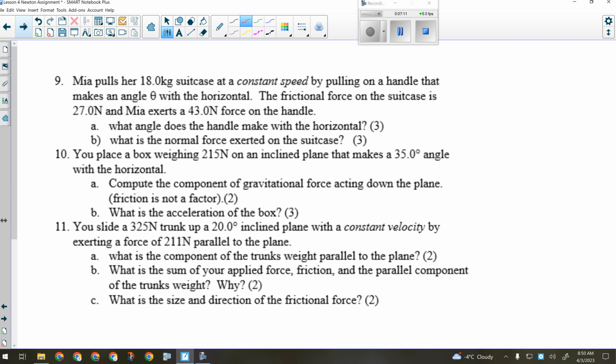Okay, question number 9. We have a box, or the suitcase, being pulled at a constant speed, okay, pulling on a handle that makes an angle, an unknown angle, with the horizontal. The frictional force on the suitcase is 27 newtons, and Mia exerts 43 newtons worth of force on the handle. So you're looking for 2 things. In part A, what angle is she pulling it at? And what is the normal force acting on the suitcase?